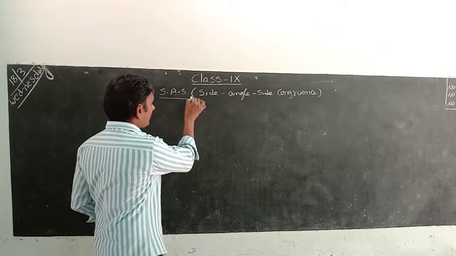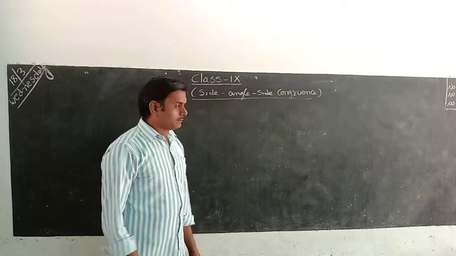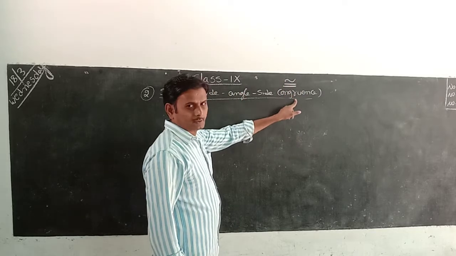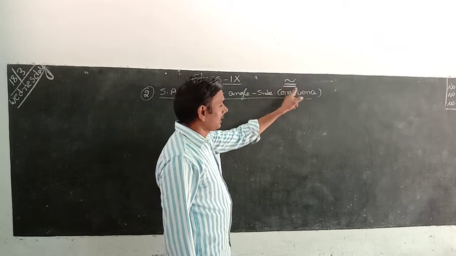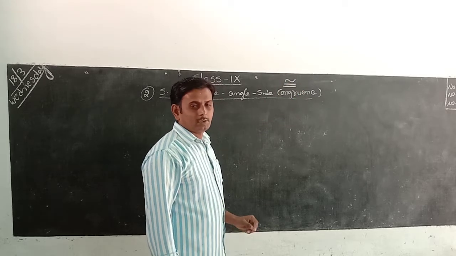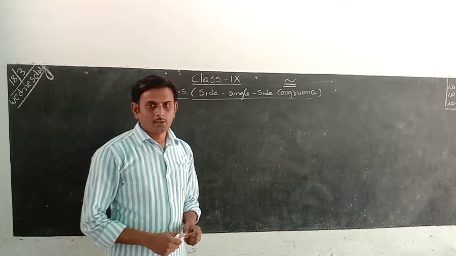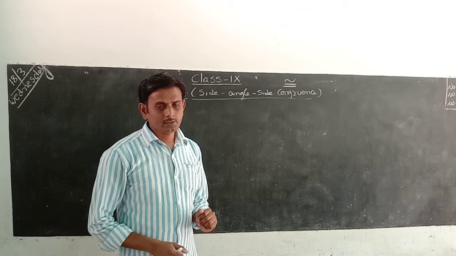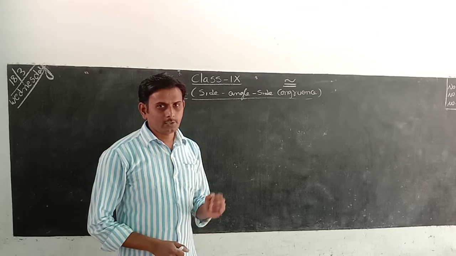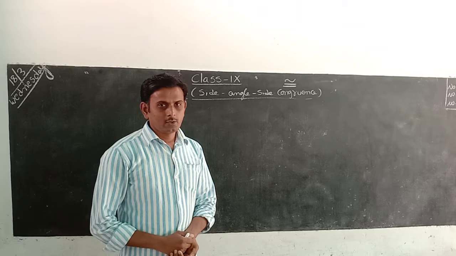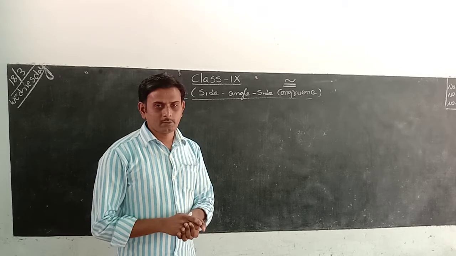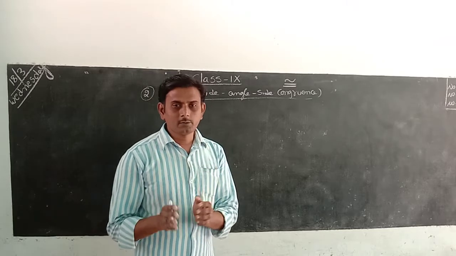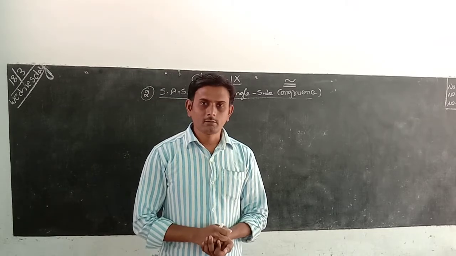We already know what congruence is. The symbol for congruence is this one: an equal sign above a tilde symbol. That symbol is called the congruency symbol. Before going to SAS, we have to recall what congruence is. Two figures having the same shape and same size are said to be congruent.